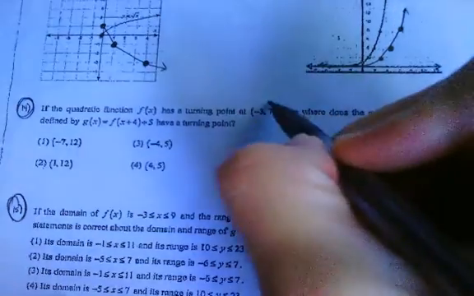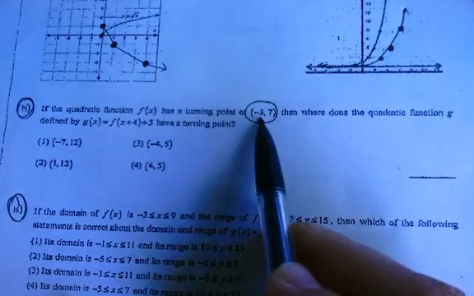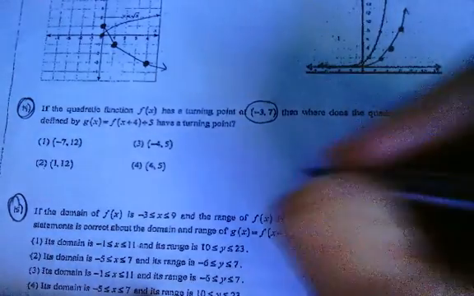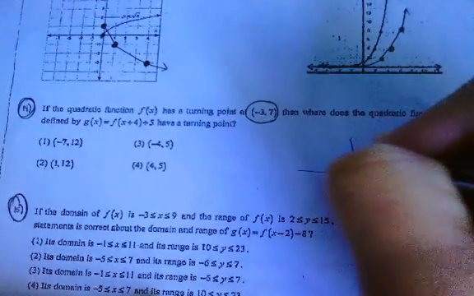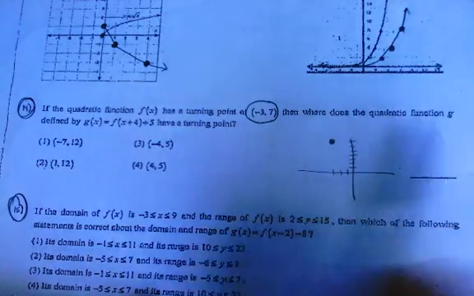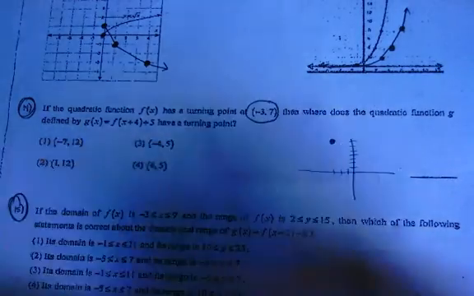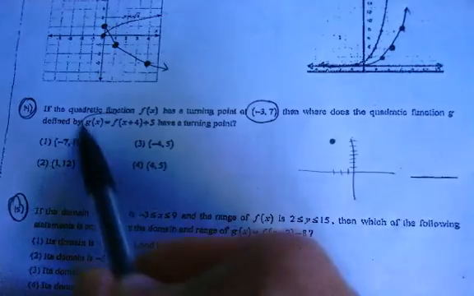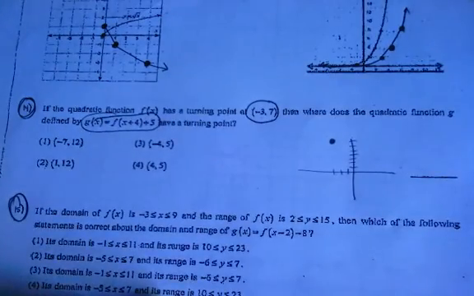And 14 and 15. So these are great multiple choice versions of questions. Sorry, I'm going to try to fix my camera a bit. So a quadratic function has this turning point to start, -3, 7. I mean, if you want to give yourself a visual, that might help some of you. Where does the quadratic function g, defined by this, have a turning point?